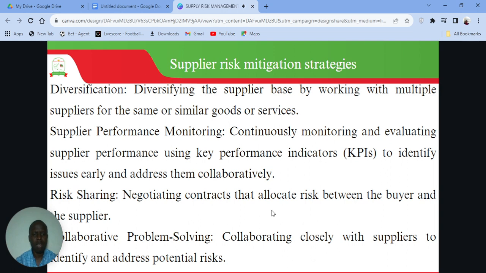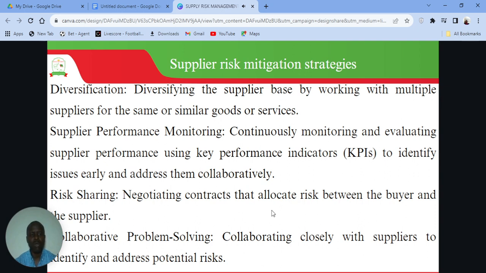Now, based on that categorization, it is important to understand what we call mitigation strategies. Mitigation is how to avoid the kind of risks that I've just highlighted. So we could have things to do with diversification. We need to diversify the supplier base by working with multiple suppliers. We did emphasize that as we were starting, the need to not have one supplier that you depend on. So that's what we mean by diversification. We need to avoid depending on one supplier in supply chain activities.